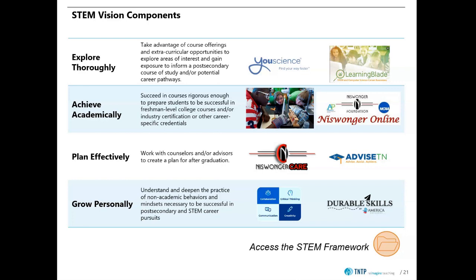The final component is Grow Personally. Students grow personally when they understand and deepen the practice of non-academic behaviors and mindsets necessary to be successful in post-secondary and STEM career pathways. Growing personally includes the development of what has traditionally been called soft skills, but what we refer to as durable skills. Consider for a few moments what opportunities students have to develop and grow personally within your school.